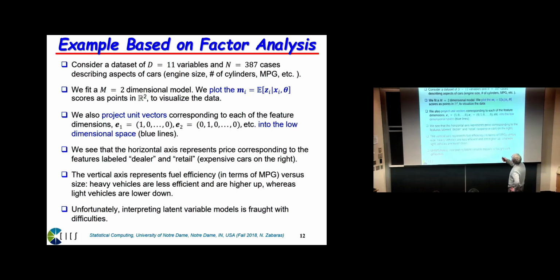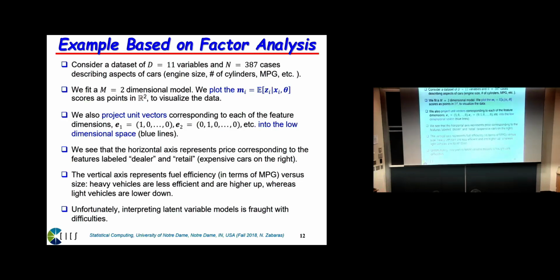We're looking at a data set that has dimensionality 11. So you have 11 variables, right? So your little x that I was talking about before has 11 variables. We had 387 data points. And these 11 variables are things like engine size, number of cylinders, miles per gallon, etc. Okay? And the idea was to be able to visualize and know what's going on. They want to be able to plot this data in 2 dimensions.